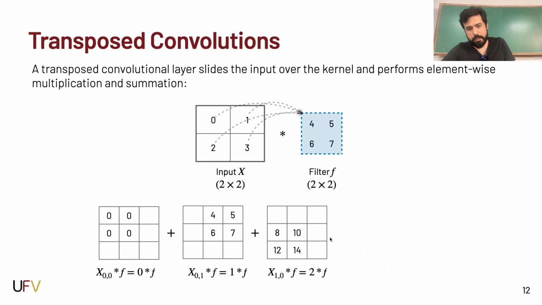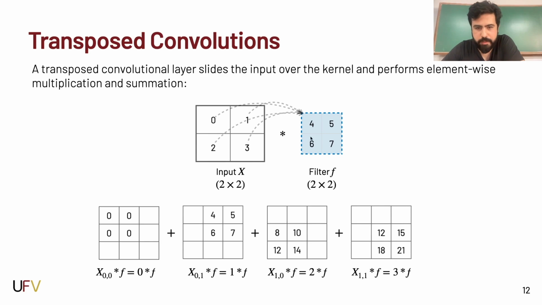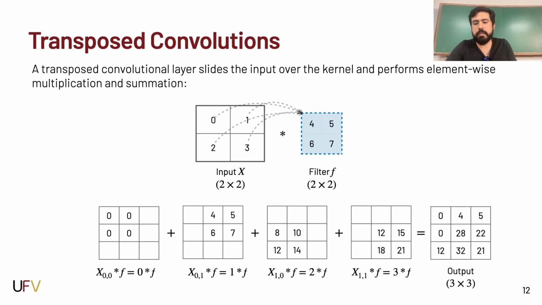So probably you got the idea now. And then it's 3 times 4, 12. I move the stride here by 1, so I start putting the numbers here. 3 times 4 is 12, 3 times 5 is 15, 3 times 6 is 18, and finally 3 times 7 is 21. Now all these blank cells will be zeros, and I just sum the four matrices. And this is the resulting output. It's a 3 by 3 output.